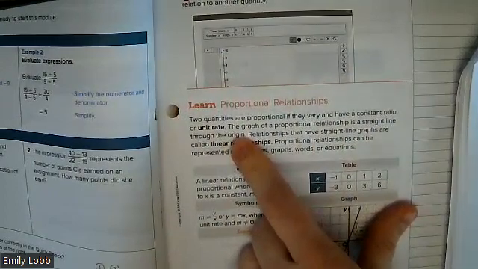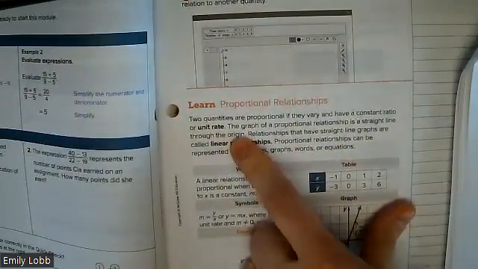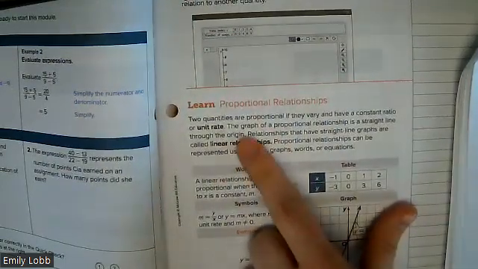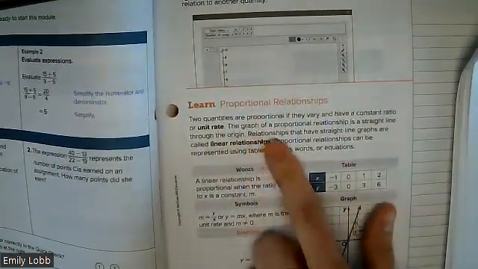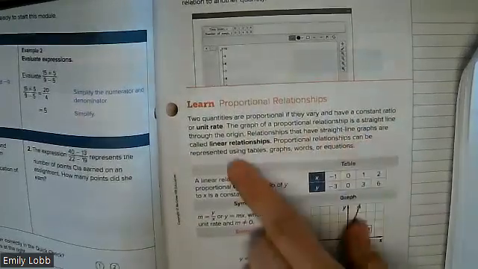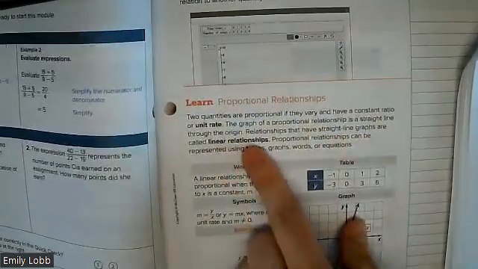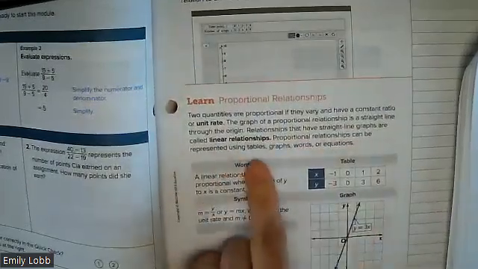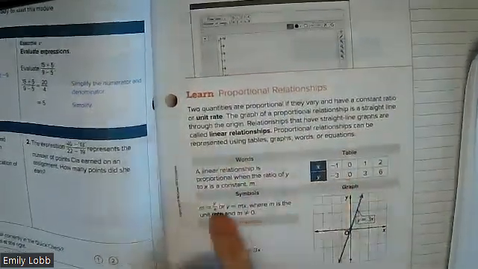It has to go through the origin. Remember, that's the point 0, 0, right in the middle of the graph. And it has to be a straight line. Relationships that have straight line graphs are called linear relationships. Proportional relationships can be represented using tables, graphs, words, or equations.